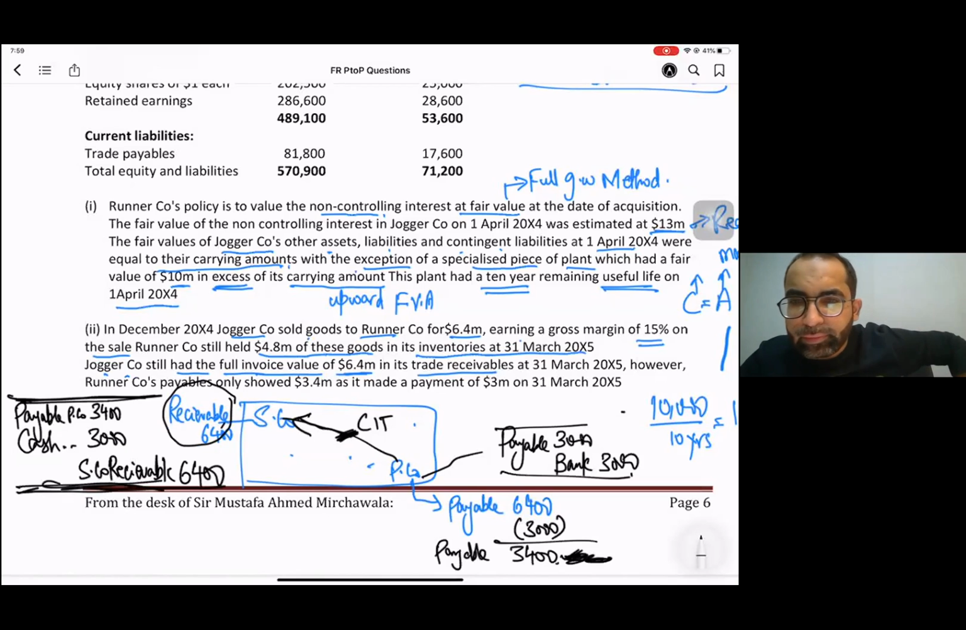Just make this entry and post it. You will win the match. Giving you 1 minute to analyze and think over it, because some students face difficulty in this.